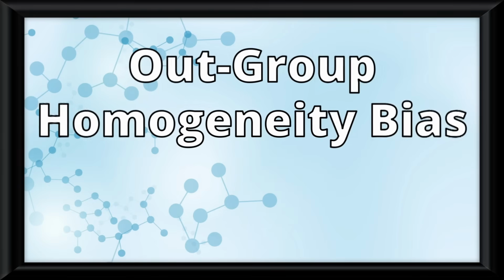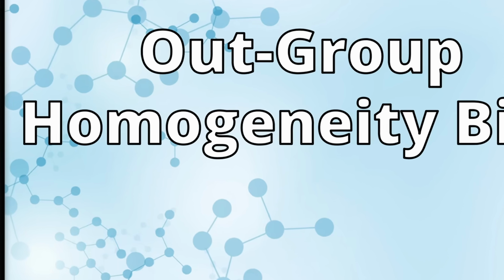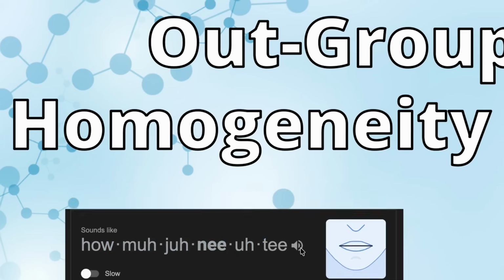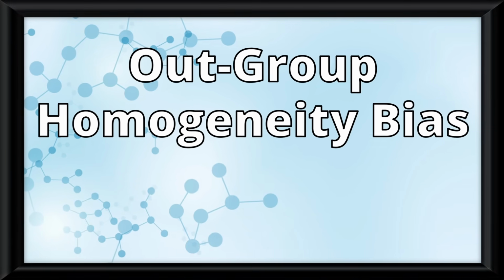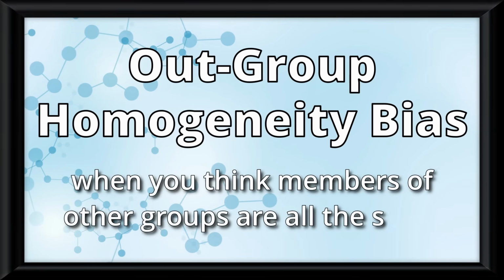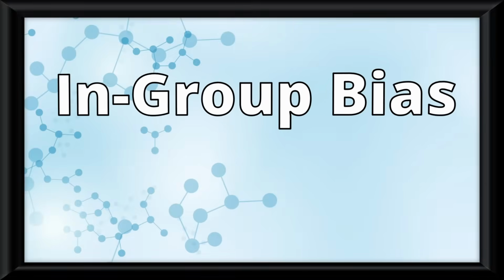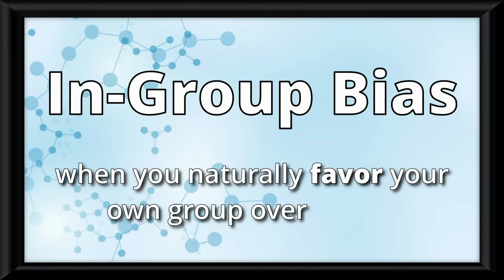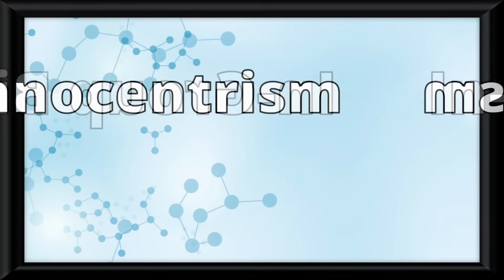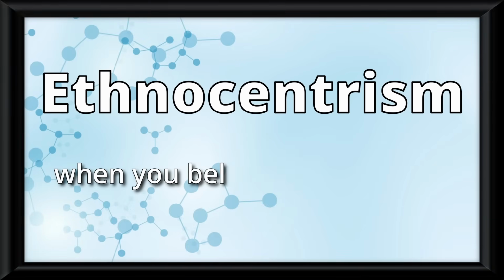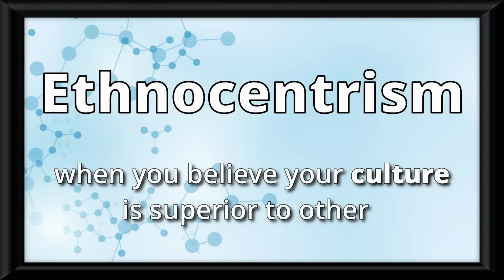In outgroup homogeneity, is that homogeneity? Let's see. Homogeneity. Yeah. An outgroup homogeneity bias means when you think members of other groups are all the same. Meanwhile, an in-group bias is when you naturally favor your own group over others. However, don't confuse this with ethnocentrism, because that means when you believe your culture is superior to others.